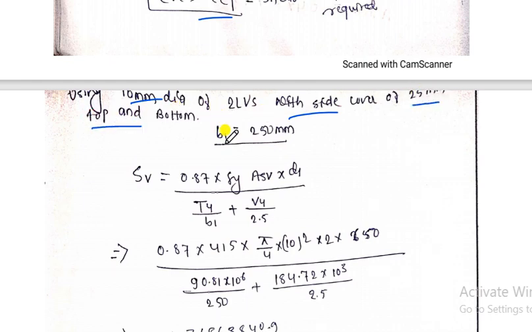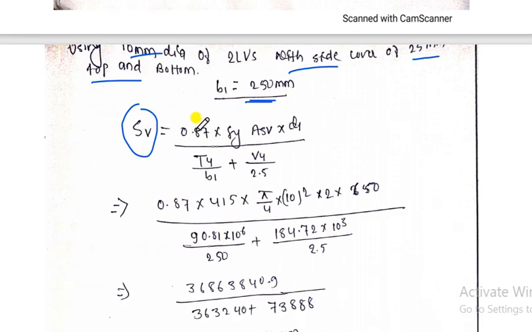So while we subtract 25 mm from the top and bottom, the b1 will be 250, right, because 25 plus 25 is 50, so 300 minus 50 we get 250. So Sv for the L sections will be given as 0.87 into fy into Asv into d1, divided by Tu by b1 plus Vu by 2.5. So we will substitute all these values. We have each and every value.